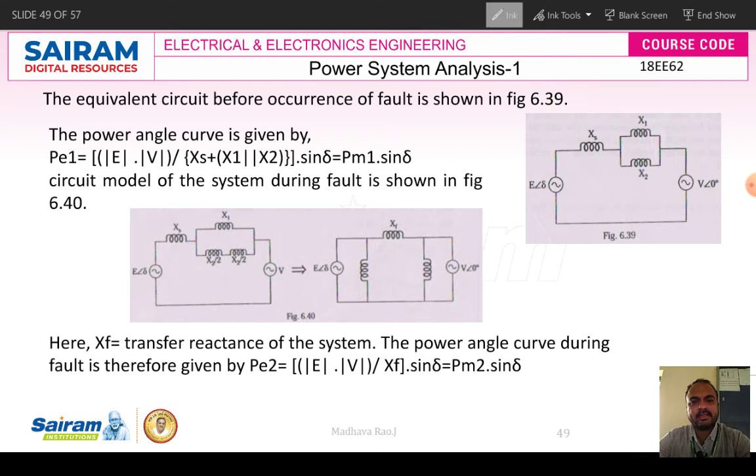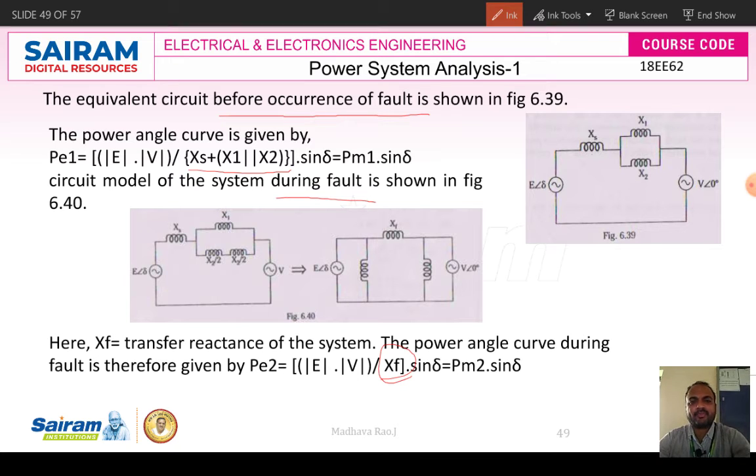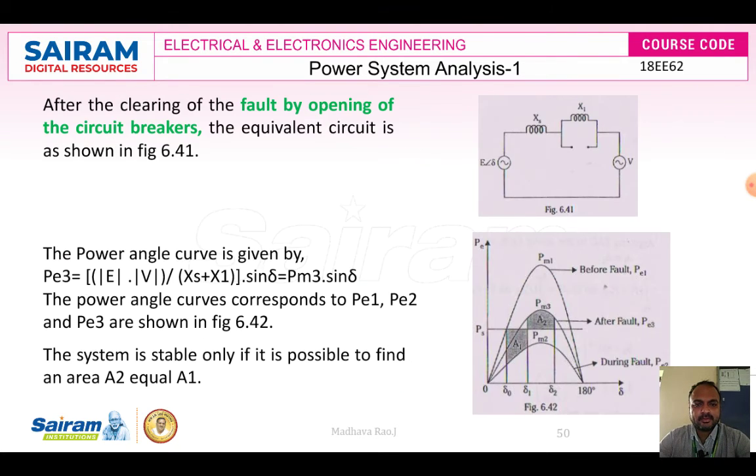Here we can see the difference from before the occurrence of the fault. When there is no fault, the impedance is Xs plus X1 parallel to X2. During the fault condition the fault impedance will be there, so Xs plus X1 parallel to X2 is converted into Xf. After clearing the fault, X2 will be removed. The impedance and reactance of line 2 will be removed.